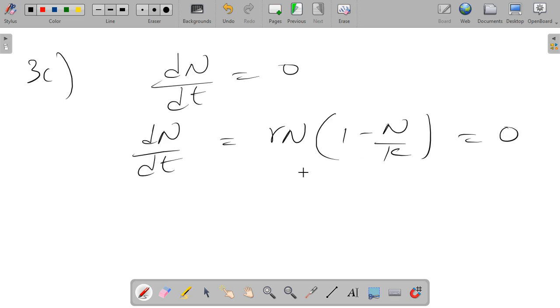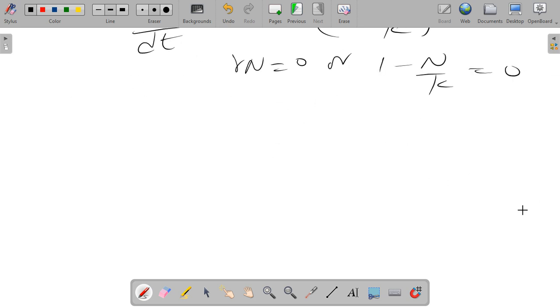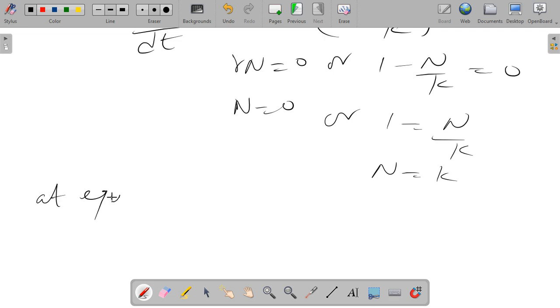So when it is equal to 0, we know that Rn is equal to 0, or 1 minus n over k is equal to 0. So finally n is equal to 0, or 1 is equal to n over k, which shows that n is equal to k. So at equilibrium, our n is equal to 0 and k. So now let us check the stability of each of these.